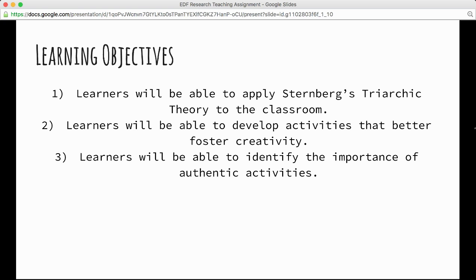Our learning objectives today are that learners will be able to apply Sternberg's triarchic theory to the classroom. Learners will be able to develop activities that better foster creativity, and learners will be able to identify the importance of authentic activities.